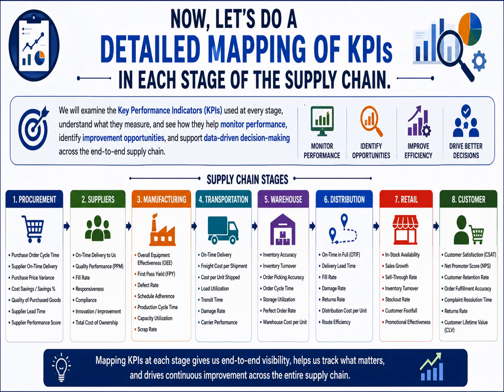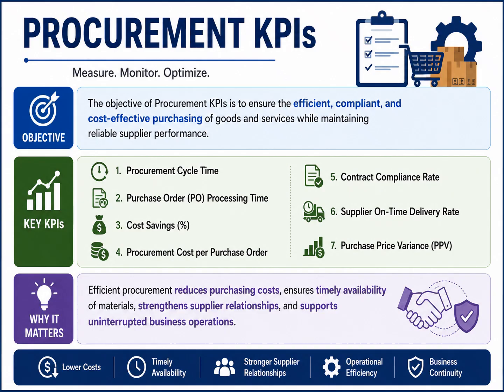Now, let's take a detailed look at the KPI mapping for each stage of the supply chain. We will examine the key performance indicators used at every stage, understand what they measure, and see how they help monitor performance, identify improvement opportunities, and support data-driven decision-making across the end-to-end supply chain. Let's start with the procurement stage in the supply chain.